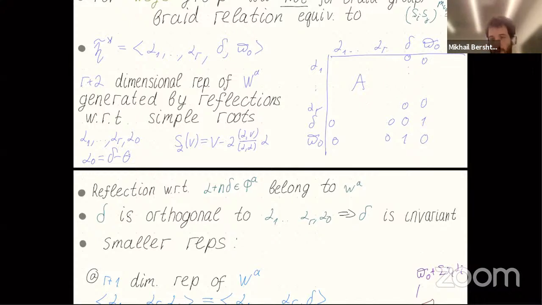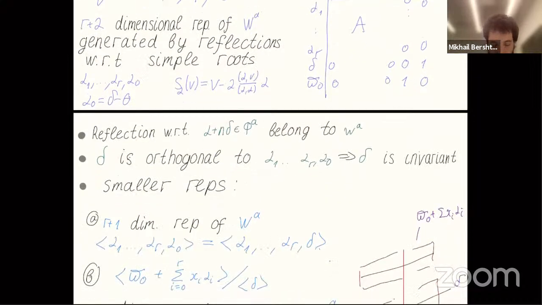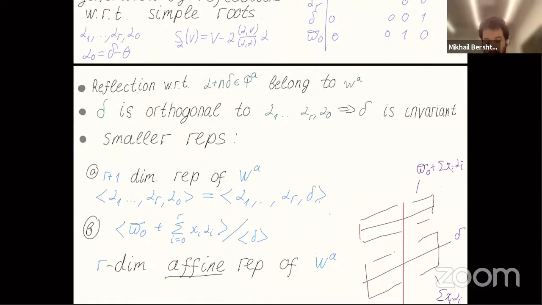So it is natural to ask for smaller representations, because R plus 2 is not, even for SL2, it will be a three-dimensional representation, so it will be difficult to draw pictures. But we like to draw pictures, so we ask for smaller representations.